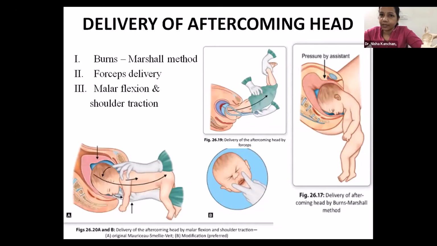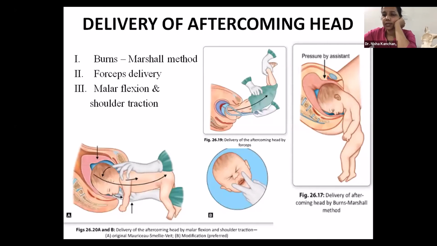Okay. So if you look at figure A, it is malar flexion, shoulder traction, where the baby is lying on your left hand and the 2 fingers of your left hand are pressing on the malar eminences of the baby. The right hand is causing flexion and shoulder traction. The 2 fingers are on the occiput, trying to push the head and maintain flexion, and the other fingers are pulling on the shoulder. So this is one way of delivery of the baby. This is malar flexion, shoulder traction. So A and B figures are showing this method of delivery of the head.